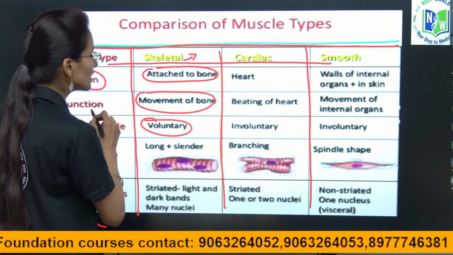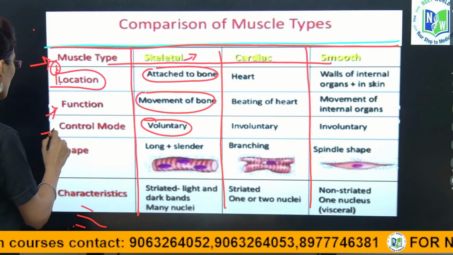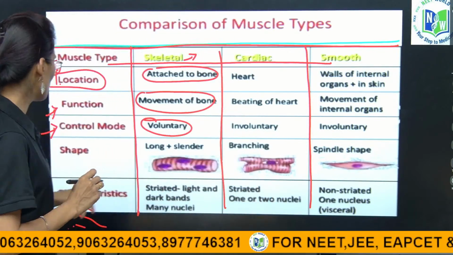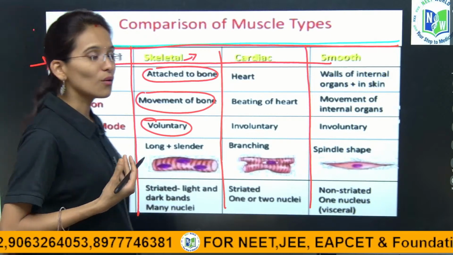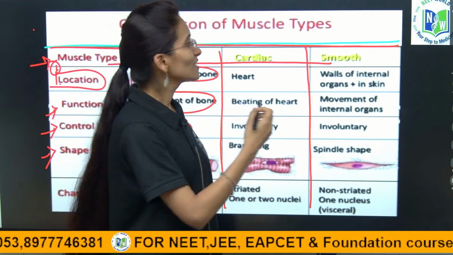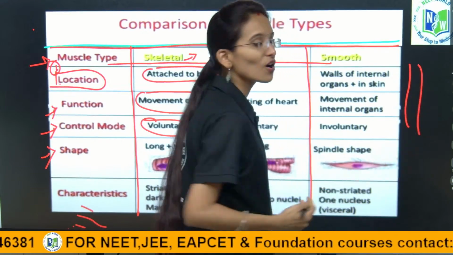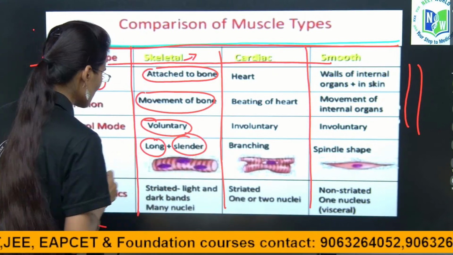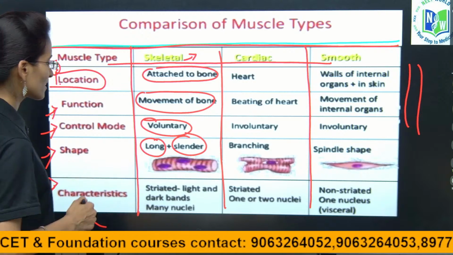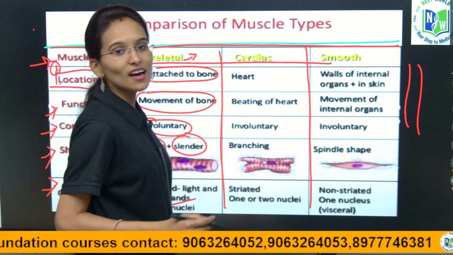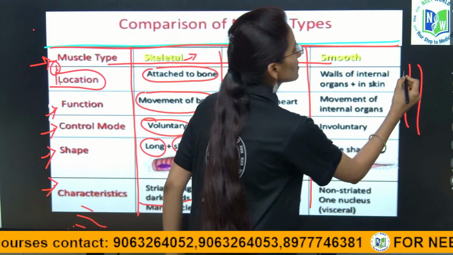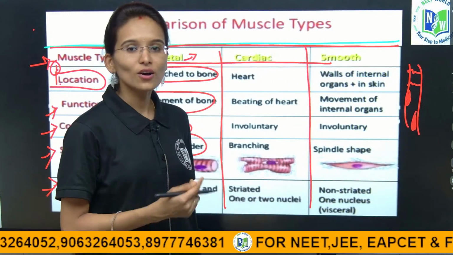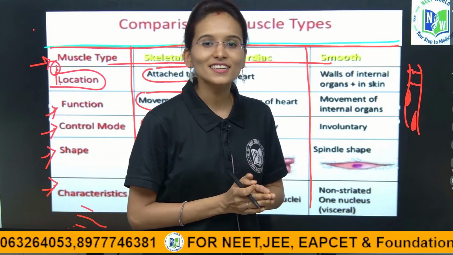And it is voluntary in function. Coming towards the control mode, these activities are all under our control, hence we call it the voluntary muscle. Coming towards the shape, the skeletal muscle is long, cylindrical and multinucleated, long and slender. Coming towards the main characteristics, alternate light and dark bands are present, with multinucleated cells. Instead of one or two nuclei, it is a multinucleated muscle cell, that is skeletal muscle.